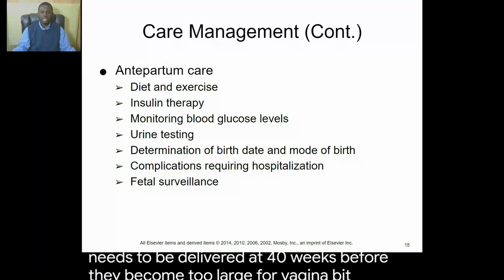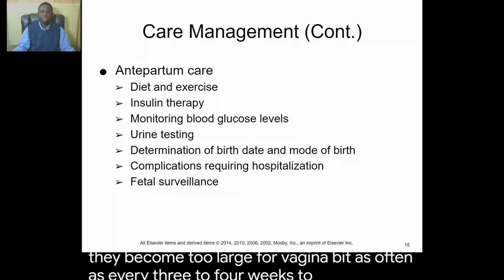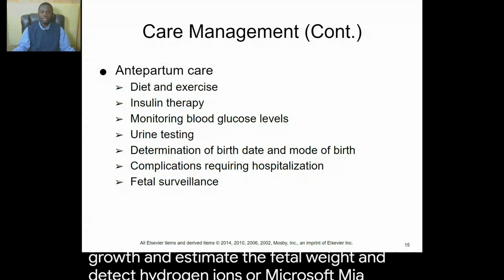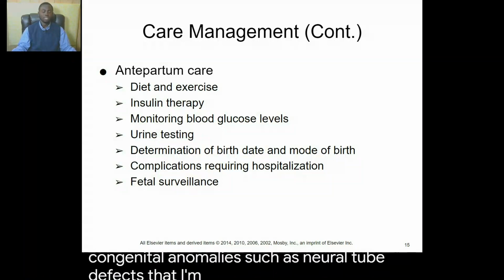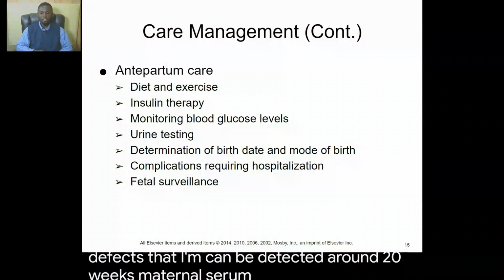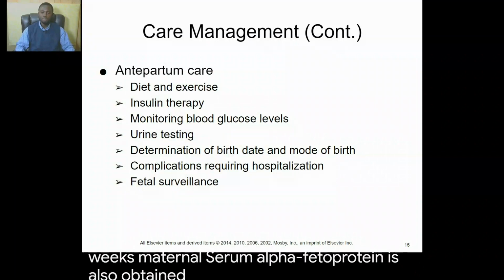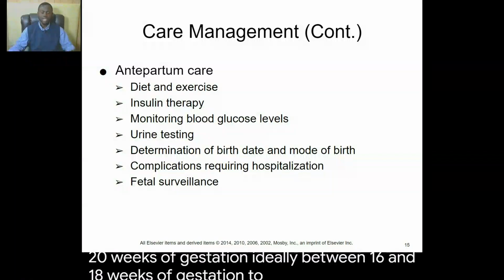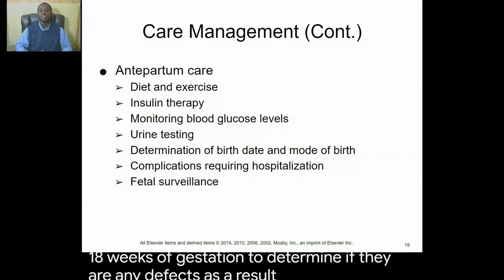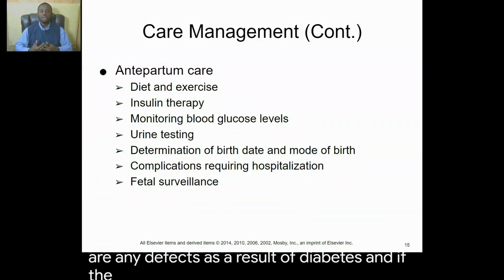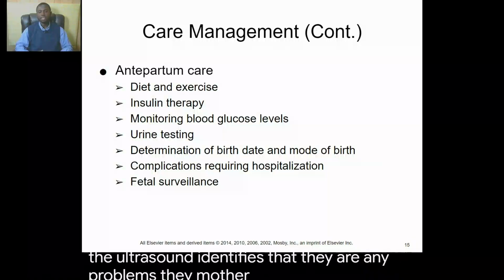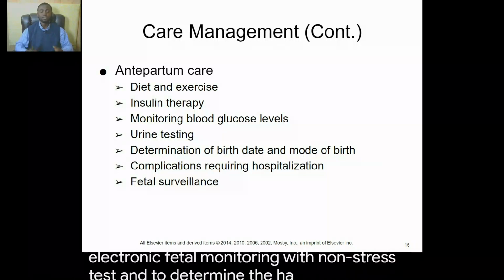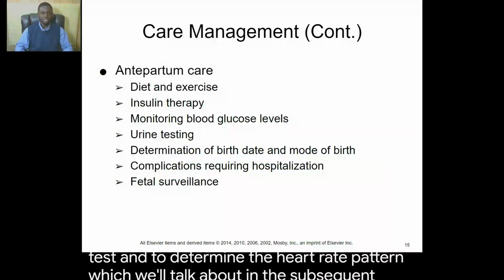Ultrasound is used as often as every 3 to 4 weeks to monitor fetal growth, estimate the fetal weight, and detect hydramnios or macrosomia and congenital anomalies such as neural tube defects that can be detected around 20 weeks. Maternal serum alpha-fetoprotein is also obtained between 15 to 20 weeks of gestation, ideally between 16 and 18 weeks, to determine if there are any defects as a result of diabetes. If the ultrasound identifies any problems, the mother can undergo electronic fetal monitoring with a non-stress test to determine the heart rate pattern, which we will talk about in the subsequent presentations.